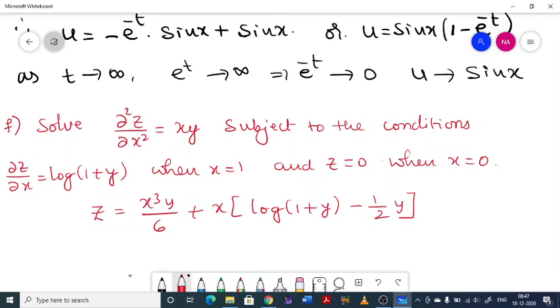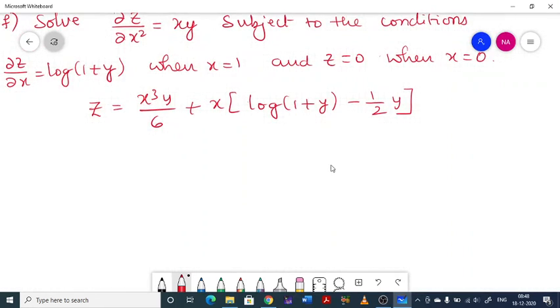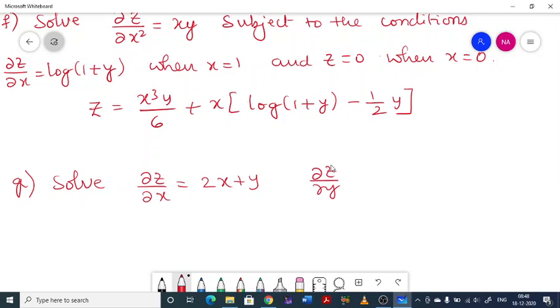So finally I will take one more problem that is of a different kind. The problem statement is a bit different, that's all. Solve del z by del x equal to 2x plus y and del z by del y equal to x minus 2y.